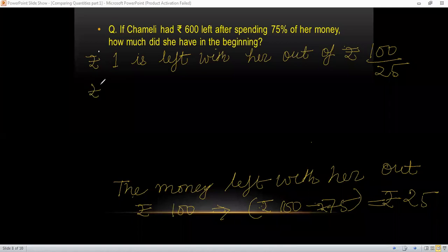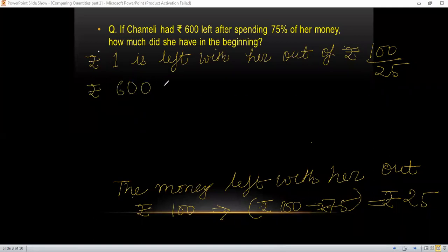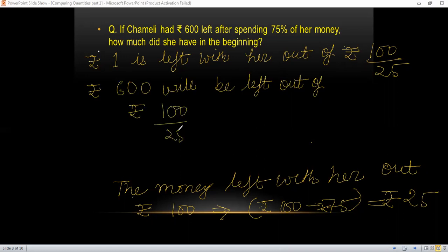So for 600 rupees, what will be left out of it. So for 1 rupee we have found the value. Now for 600, we will multiply 600 with 1 and also with this fraction, that is 100 upon 25 into 600.